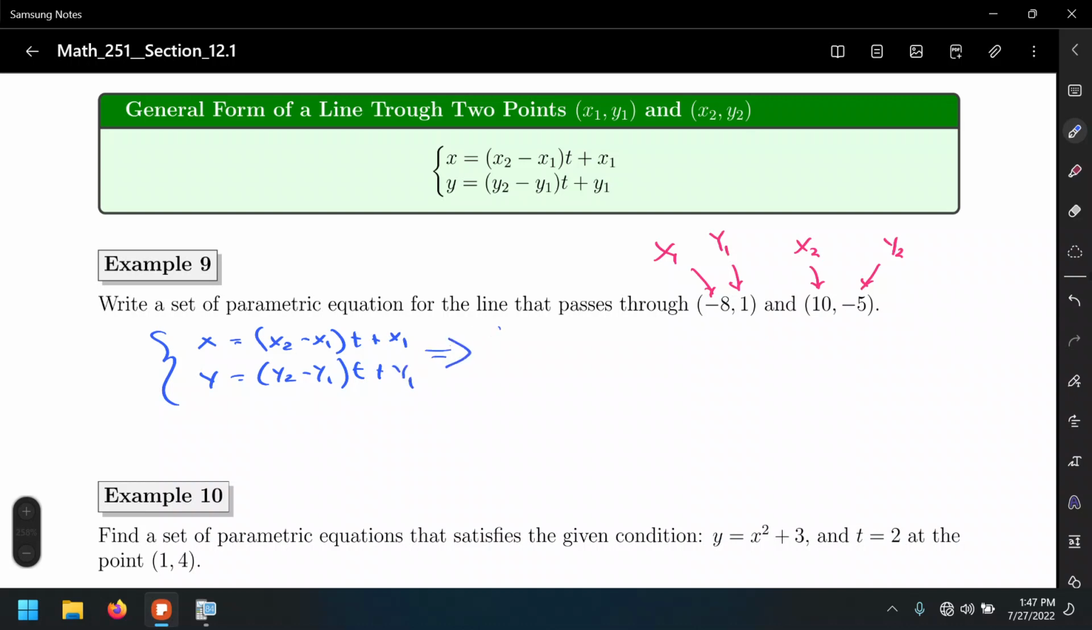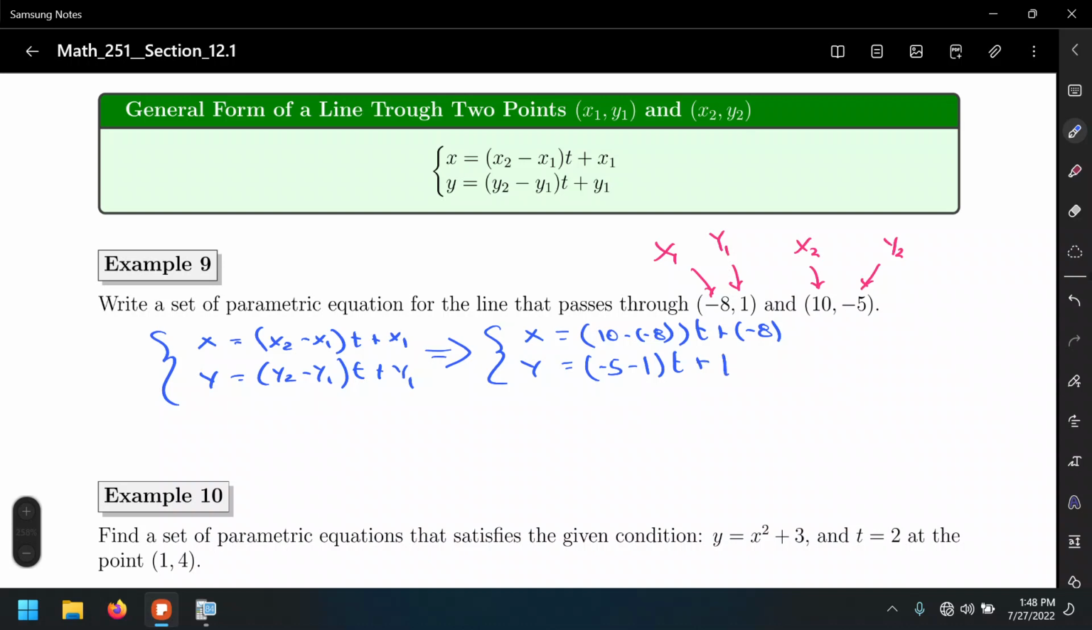And well, this follows to x equals, okay, x2, which is 10, minus x1, and be careful with the negative signs, right? Because that's going to be 10 minus negative 8, t plus x1, which is negative 8. Be careful with signs here. And y is going to be negative 5 minus 1. Yeah, there's a lot of negatives going on here. t plus y1, which in this case is 1.